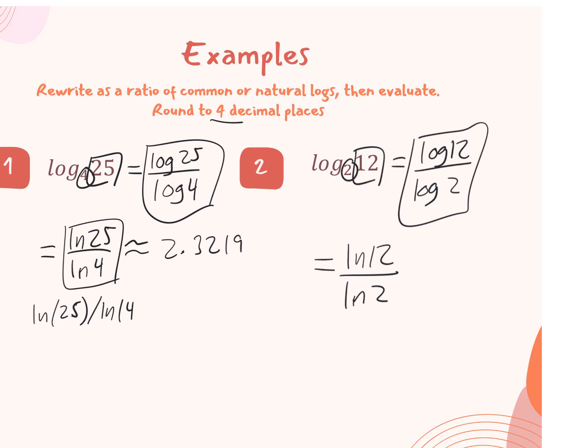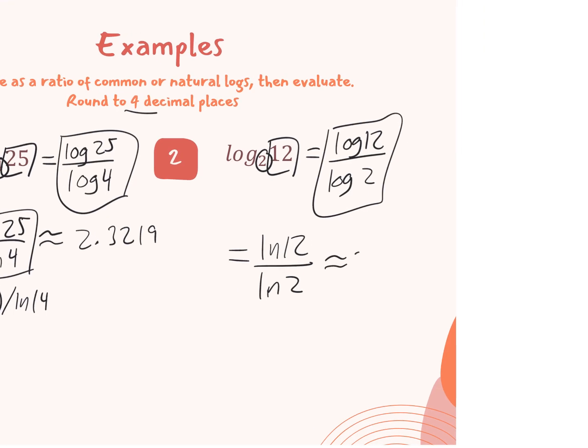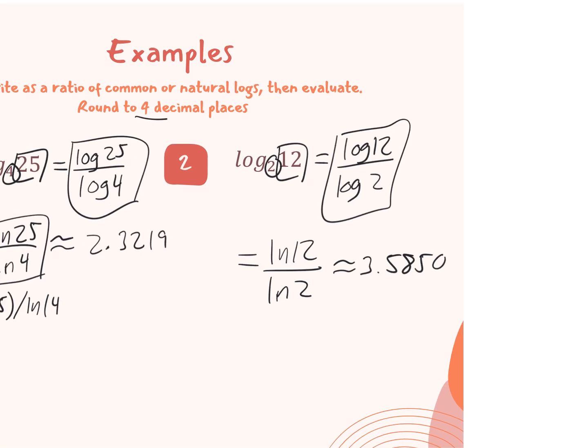And if you put this in a calculator, you should get, to 4 decimal places, 3.5850. It was 496, but the 96 rounds up to 50. So you get something like that.